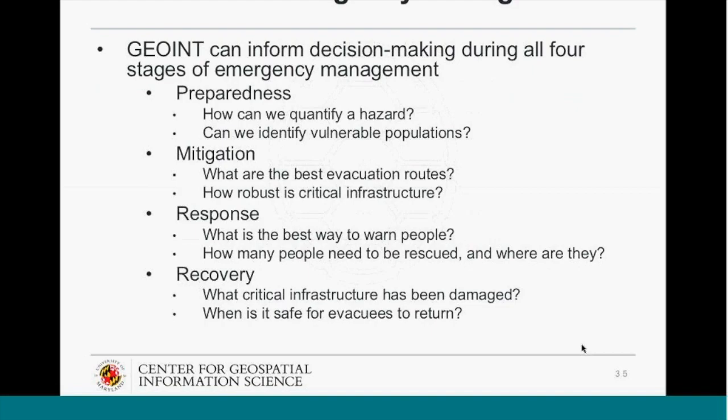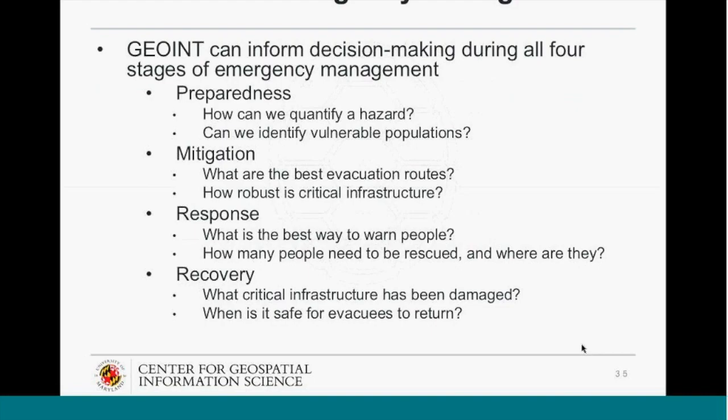At the mitigation phase, you can think about something like, what are the best evacuation routes, right? Another type of GEOINT analysis that you would do, probably using some type of network science approach. That's something that we're going to get into in the next lecture. Actually, I think we talk about it a little bit in this lecture. Okay, I was getting ahead of myself. And then this question of how robust is critical infrastructure, right? So how old are our levees? How tall are they? How much of a flood can they withstand, right?